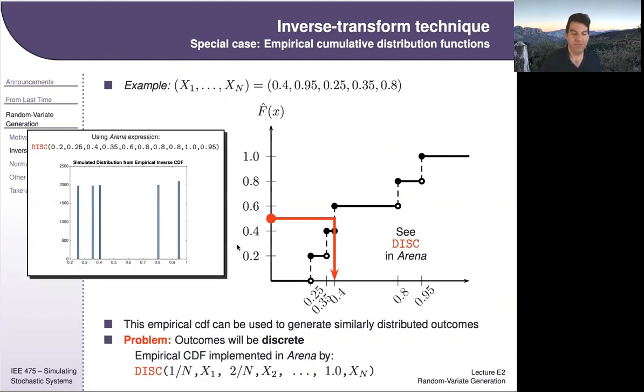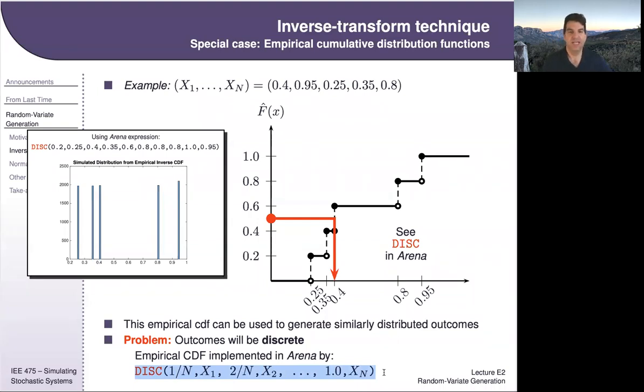And so I can implement that in ARENA by just making each 1 over n, 2 over n, 3 over n, all the way up to n over n, 1.0, and pair each one of them to the sorted outcomes. So again, this is a way I implement a discrete CDF or discrete inverse CDF in ARENA.